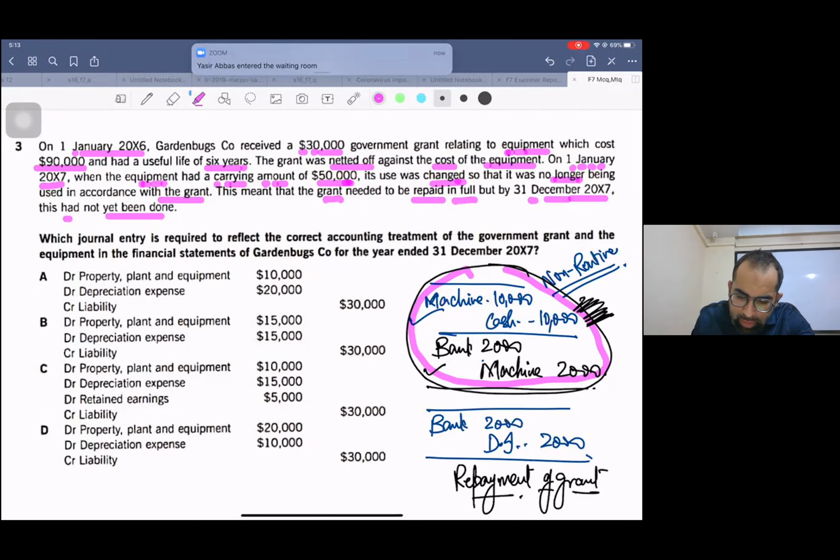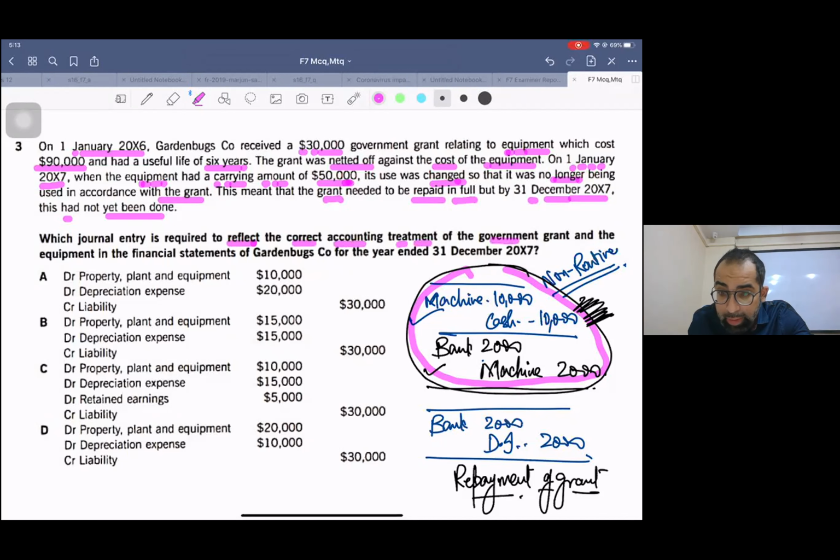which journal entry is required to reflect the correct accounting treatment of the government grant? Read the requirement. The requirement is very important. The requirement carries marks in each question. The equipment in the financial statements of the company for the year ended 31st December X7. We have to record the complete accounting for the year ended 31st December X7, one complete accounting entry. So I give you again 30 seconds to read the question, and then I'll shift the screen.